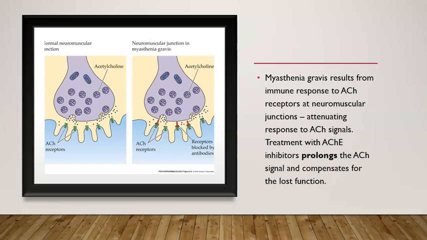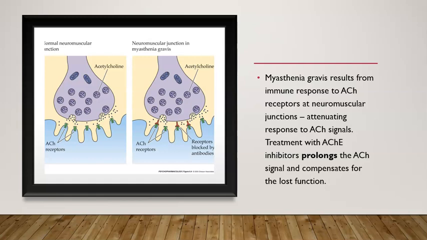Now let's talk a little bit about this autoimmune disease that we use acetylcholine esterase inhibitors to treat. So this would be that MG we just talked about, the myasthenia gravis, and this results from an immune response to acetylcholine receptors at the neuromuscular junction.